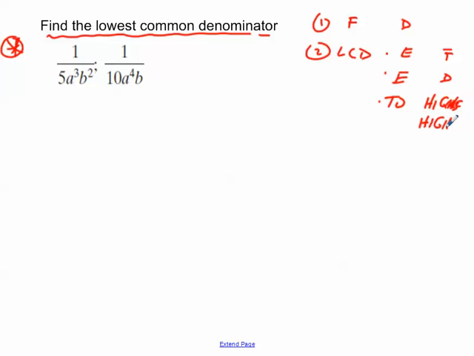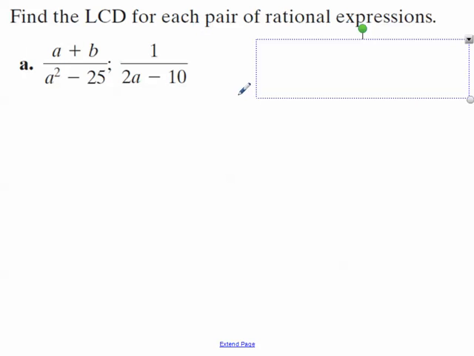Someday I'll be able to write highest. All right, so there's our skeleton of what we have to do. So do that over here. Come into class tomorrow and tell me what the lowest common denominator is of 5a cubed b squared times 10a to the fourth b. All right, so tell me what that is. Because we're going to go on to the next page, which, to be honest with you, looks more complicated, but it's simpler.